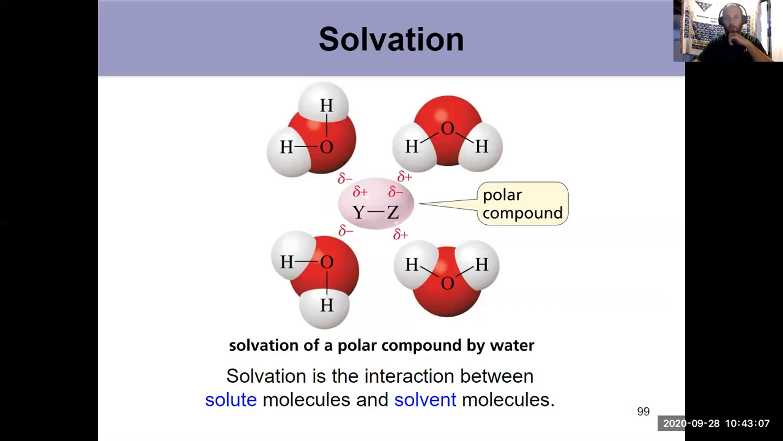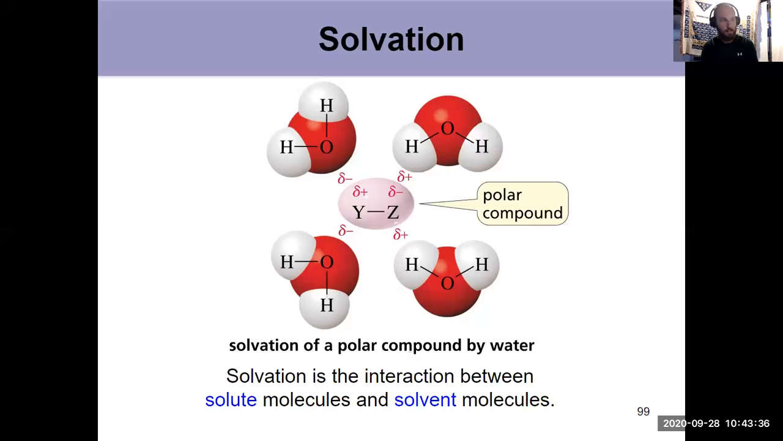If I have a polar compound, it will dissolve in water because it has a dipole, right? Meaning it has a partial positive and a partial negative that will interact with the opposite partial charge from water. So you see how those water molecules orient themselves around the polar compound, and that allows it to dissolve. That process is known as solvation. It's an interaction between the solute and the solvent.